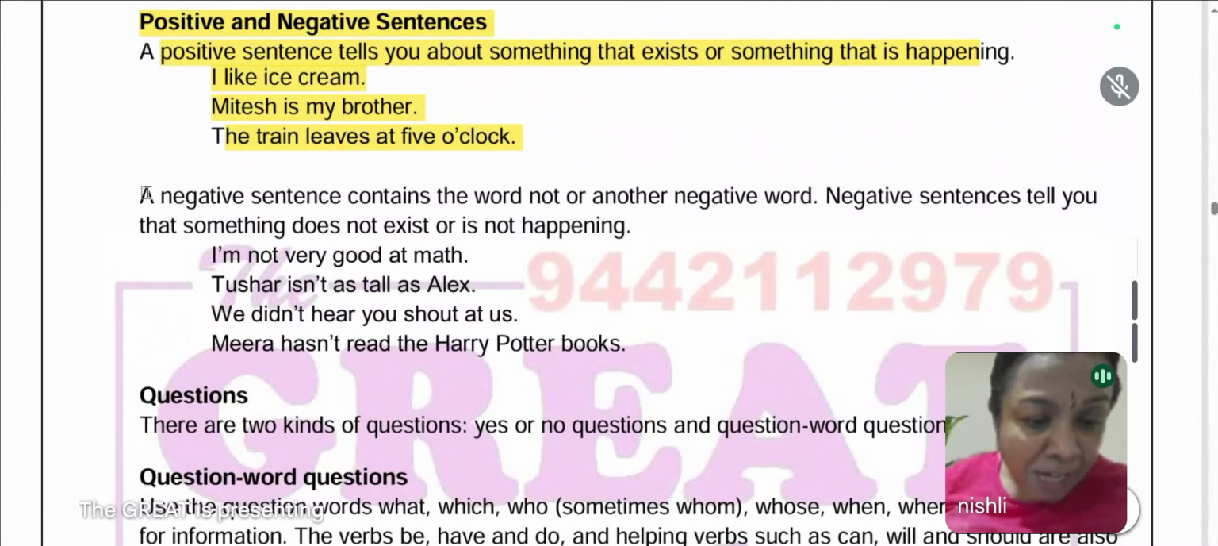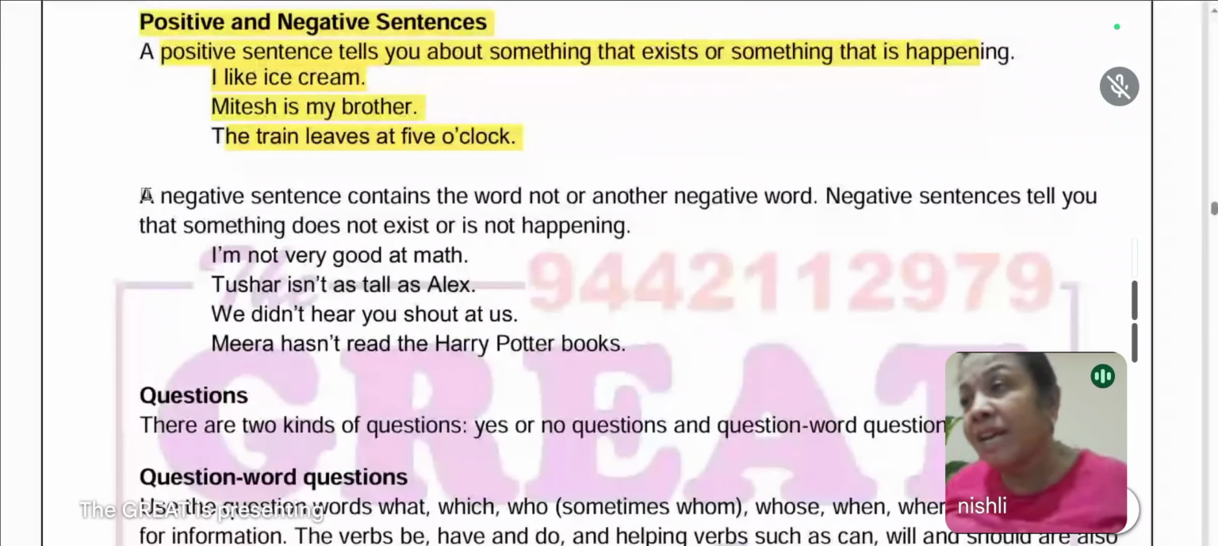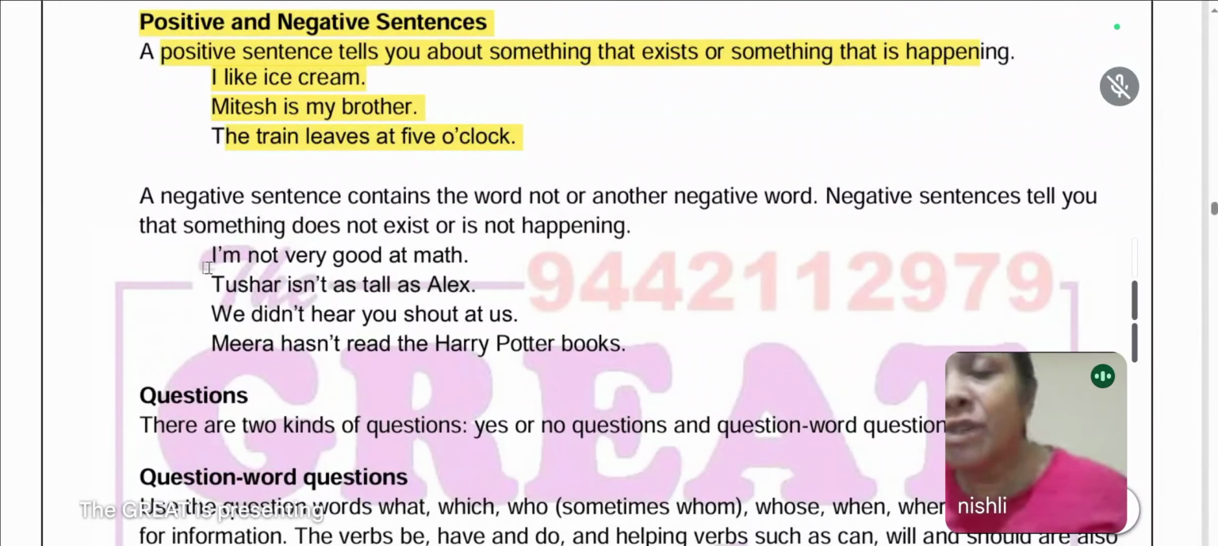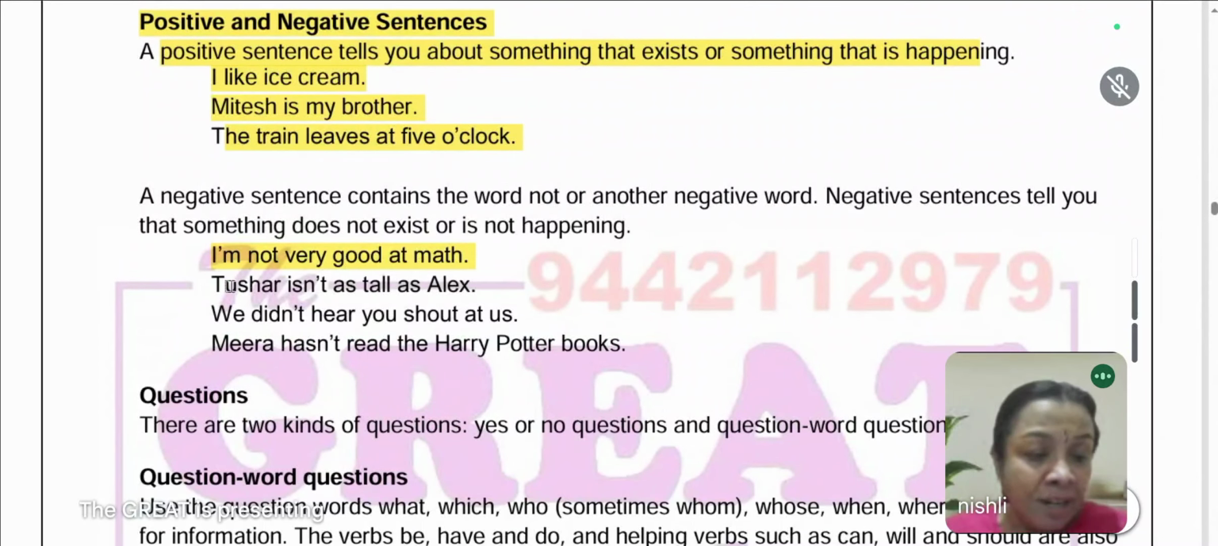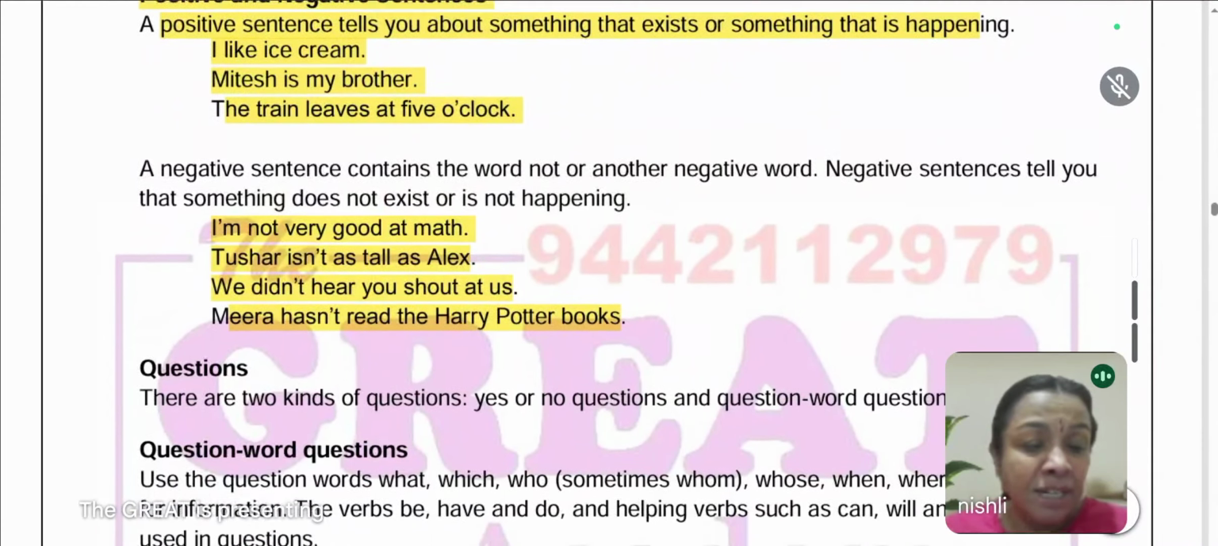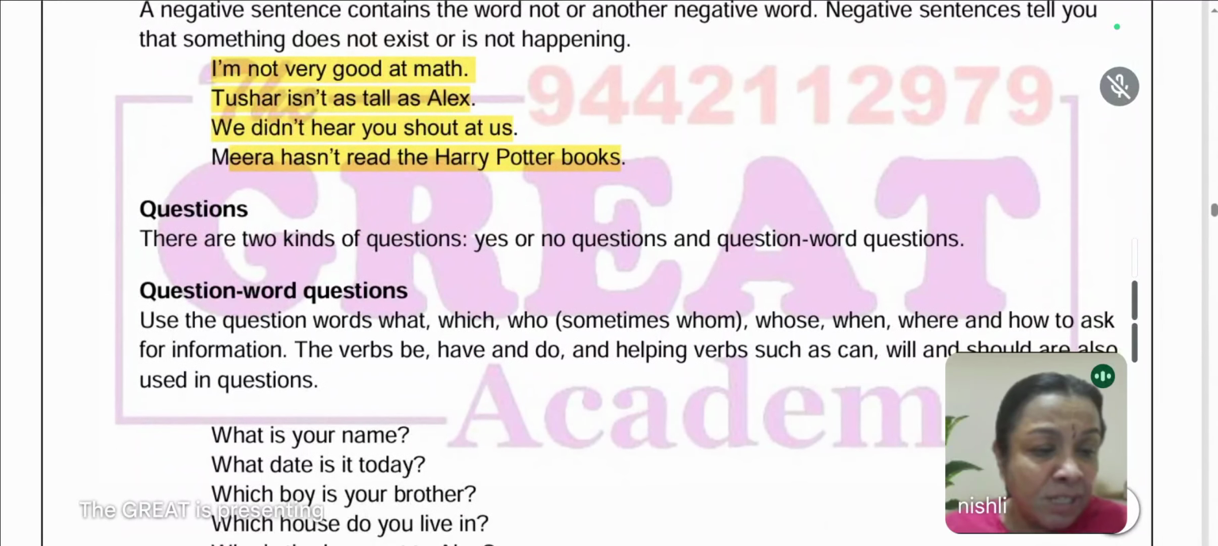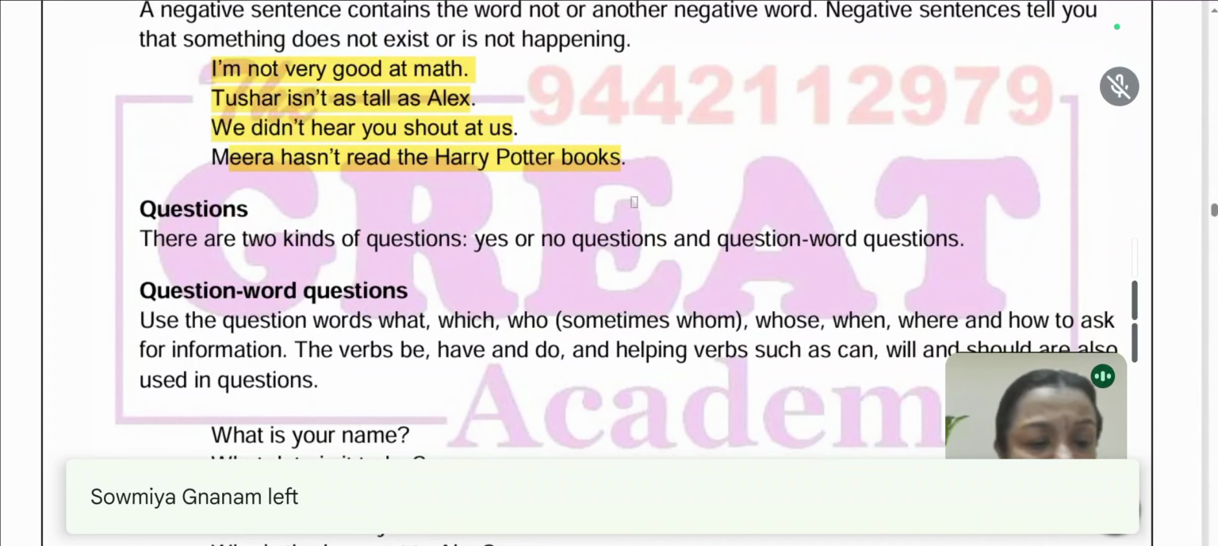Tushar isn't as tall as Alex. So it's a negative sentence. You're telling that he's not as tall as Alex. Next is, we didn't hear you shout at us. So we didn't, that is negative again. Next is, Meera hasn't read the Harry Potter books. So Meera hasn't, that is again a negative sentence.